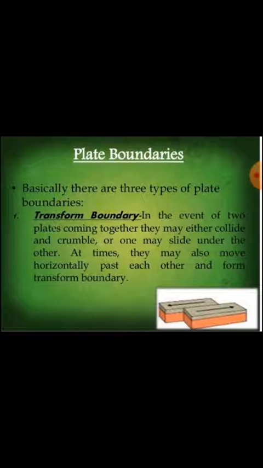Plate boundaries. Basically, there are three types of plate boundaries. First is the transform boundary. In the event of two plates coming together, they may either collide and crumble or may slide under the other. At times, they may also move horizontally past each other and form a transform boundary, as it is evident with the diagram shown in this particular slide.